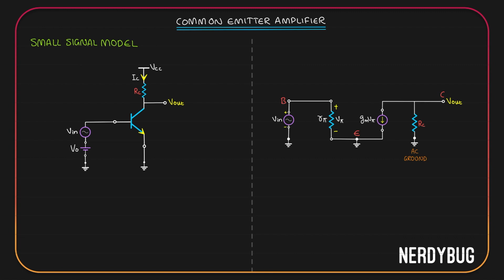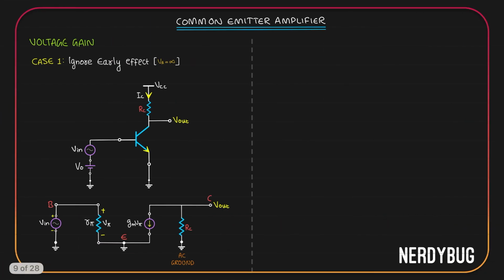Now that we have a solid understanding of creating the small signal model of a CE amplifier, let us move on to its analysis. In case 1, we will ignore the early effect, which basically means we are taking the early voltage to be infinite. I have the circuit of a basic common emitter amplifier. I have also made its small signal model. Now, before we start, one thing I'm going to do is calculate the current that is flowing through RC.